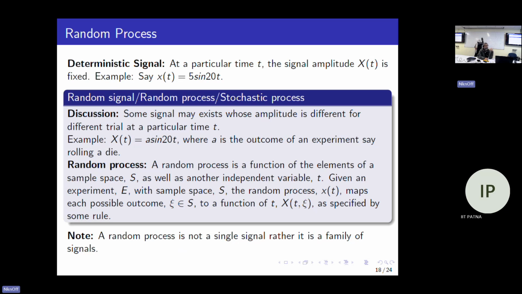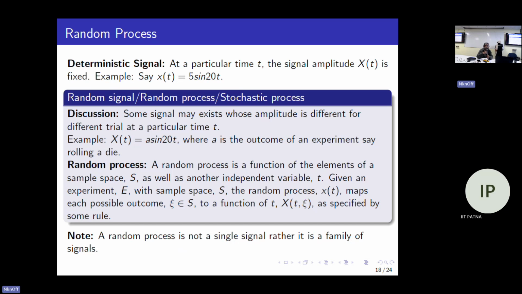Let's say 5 sine 20t. You take any particular t, you will get a number. And again, you take that t after some days or some time, you will get the same number. So at a fixed particular time, the number is not varying. It is fixed. So it is a deterministic signal, right? We all know deterministic signals, we read them in BTech second year, signals and systems class. Now we'll go to random signal.